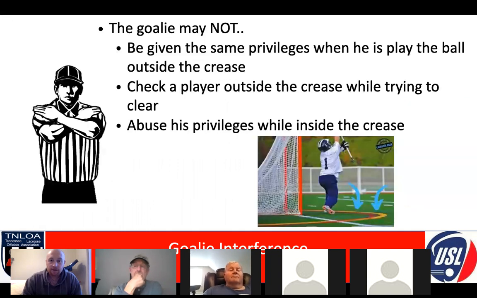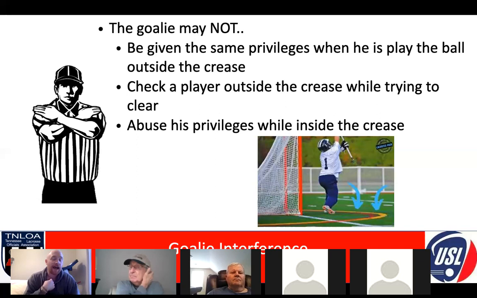Okay. Next part, the goalie may not be given the same privileges when he is playing the ball outside the crease. Once the goalie leaves the crease area, he is a field player, which means he can be checked and he is held to the same standard as every other player once he leaves the crease. The goalie can check a player outside the crease while trying to clear. He can be called for this.